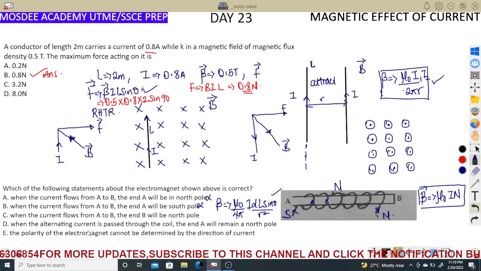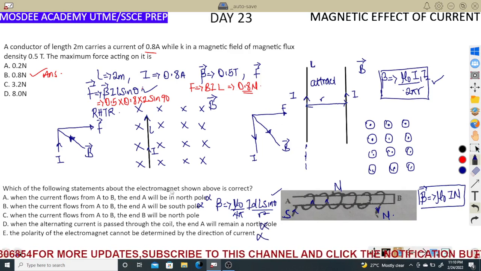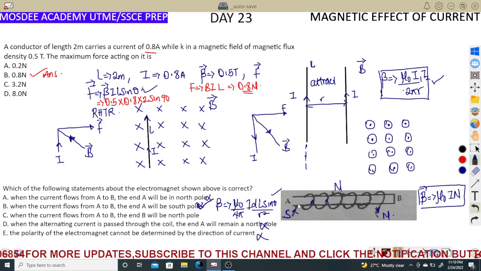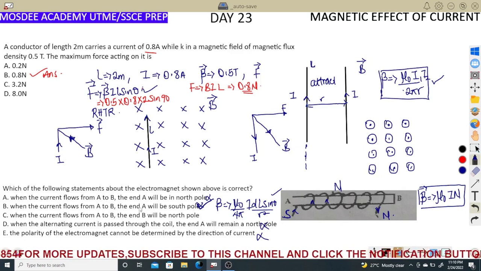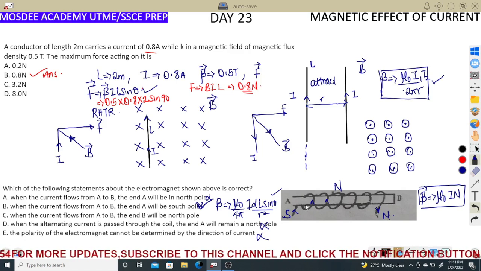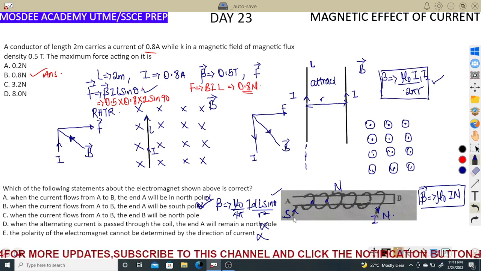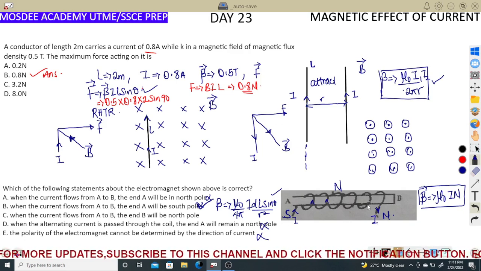Now, the correct answer to this question is option B, because we know that A will be the south pole and B will be the north pole. So the receiving end is always the south pole. The terminating end of the current is coming out here. Current is going in here. So south is in, north is out. Keep that at the back of your mind.